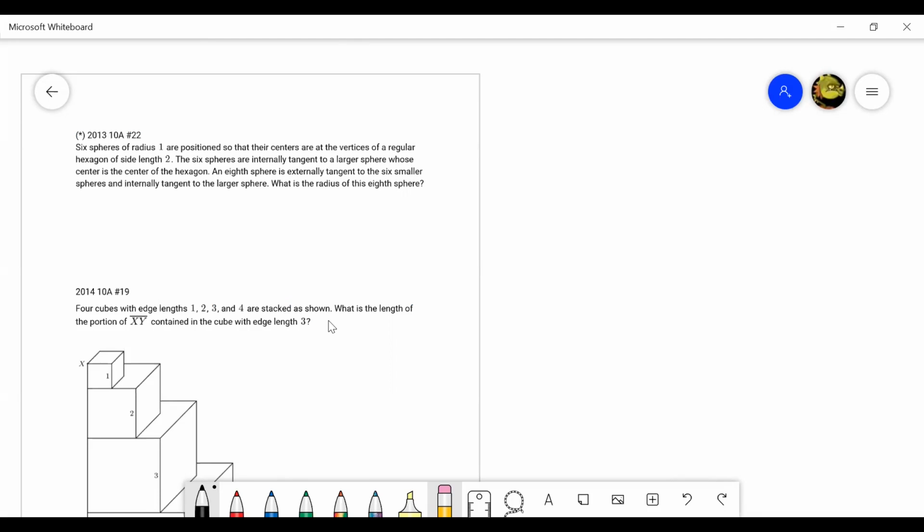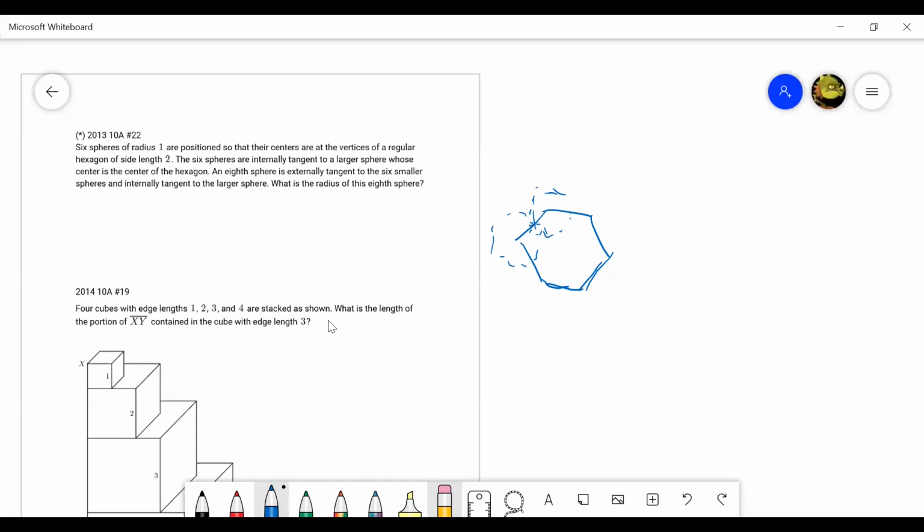You have 6 spheres of radius 1 positioned so the centers are the vertices of a regular hexagon with side length 2. So we can immediately start by drawing a hexagon, and we can let each of the vertices represent the center of a circle. Since we know that each side length is 2, that means the radius of each one is going to be 1. I'm not going to draw all of them, but the circles are going to look something like this. They're all going to pass through the midpoint, and they're all radius 1.